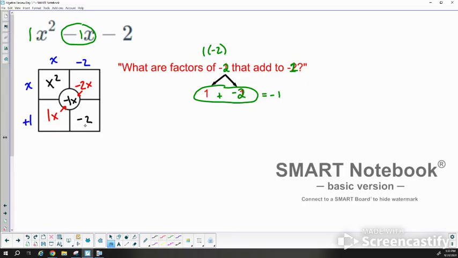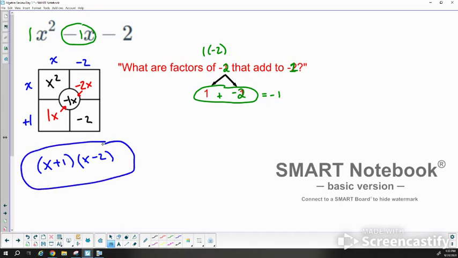Notice how I didn't even look at this constant term yet? If all 3 of these boxes are true, the constant term has to be true. x times x is x squared, x times 1 is 1x, x times negative 2 is negative 2x, and the last one has to work out. Negative 2 times 1 is negative 2. So my answer is the product of the two binomials. You always should write your final answer like this. The box is just the work that we need to get it done. All right.